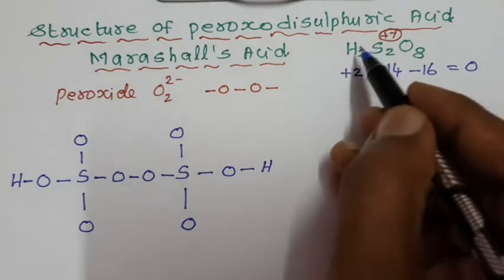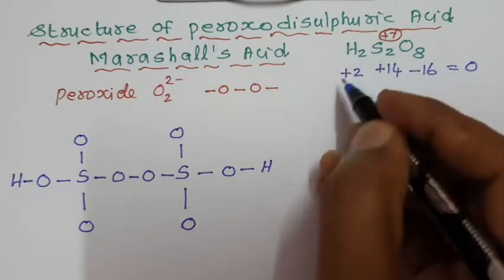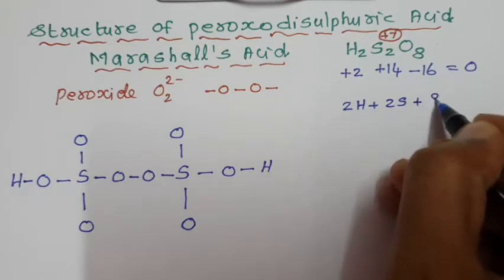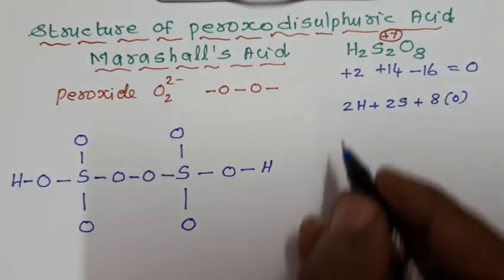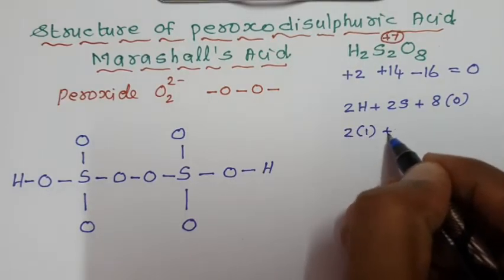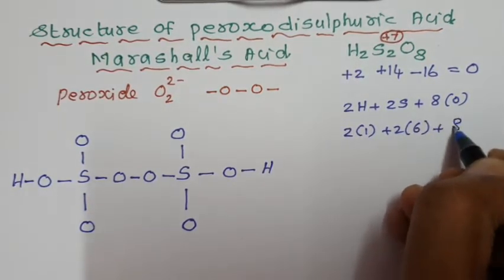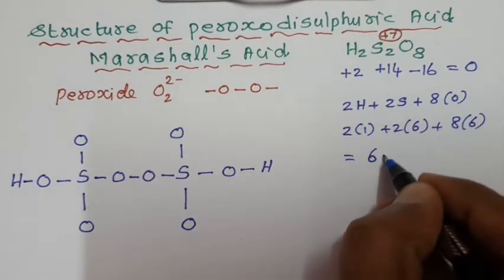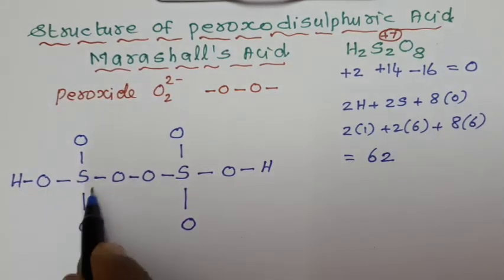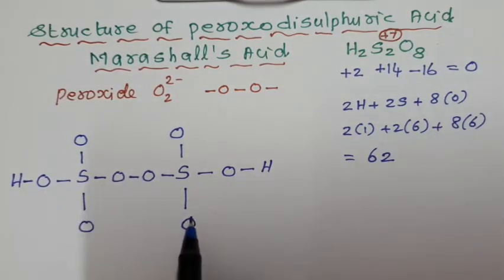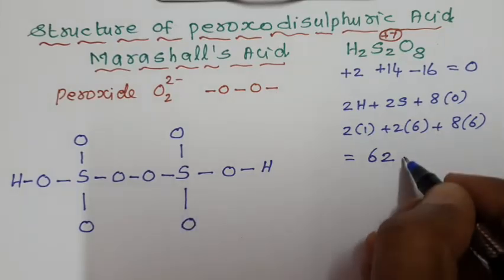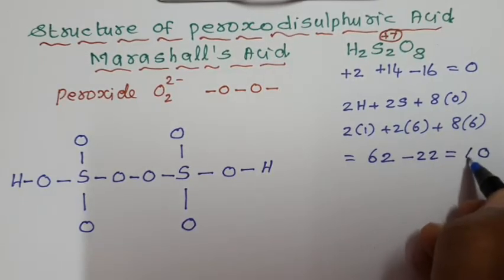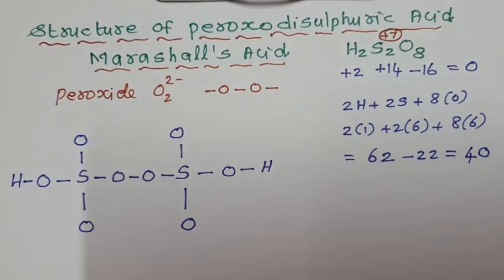Now we have to find out the total number of valence electrons in this compound. 2 hydrogen plus 2 sulfur, and 8 oxygens we have. Hydrogen valence electron 1, sulfur valence electron 6, oxygen valence electron 6, so the total number of valence electrons is 62. 11 bonds are over, so 11 into 2 is 22 electrons we have completed. When you subtract, you get 40 electrons that we have to fill on the oxygen atoms as lone pairs of electrons.